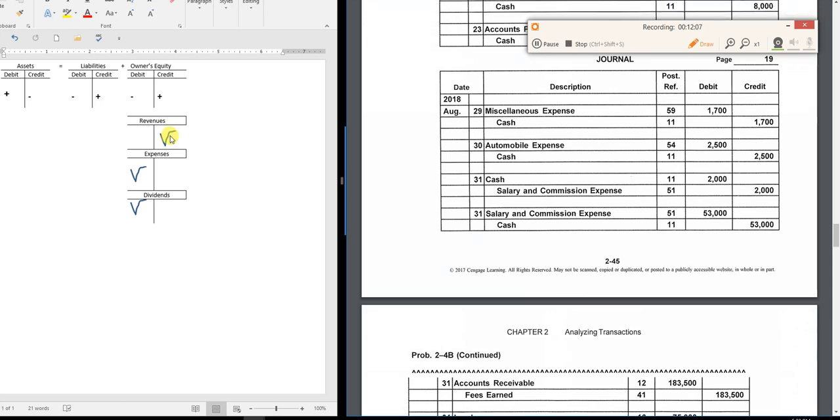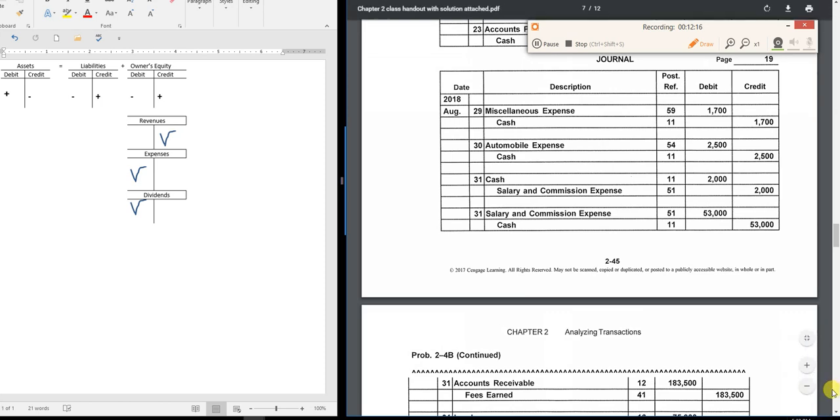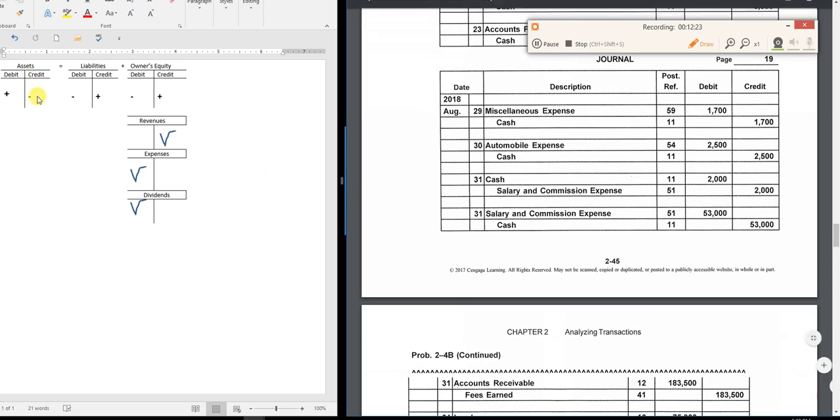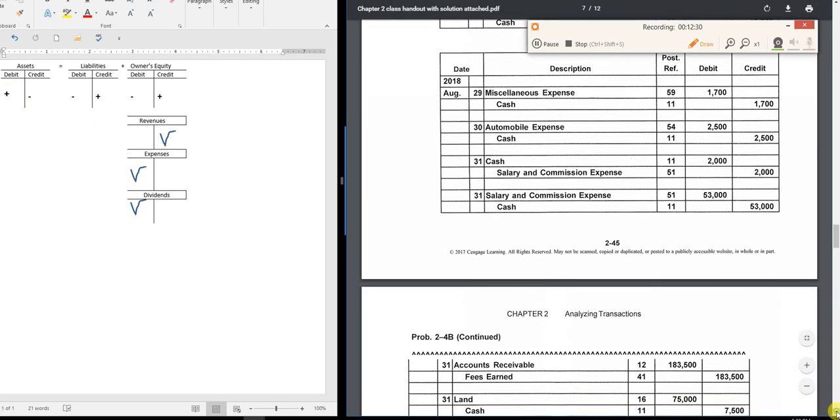Purchase land for a future building site for $75,000, paying $7,500 in cash and giving a note payable for the remainder. So again, you could take cash first. We paid $7,500 cash, so cash is going down by $7,500, so I'm crediting it. But what did I get? I got land, and land is an asset, so I'm going to debit asset land. I credit cash for $7,500, and I owe the rest. It says I signed a note payable, and a note payable is a liability.